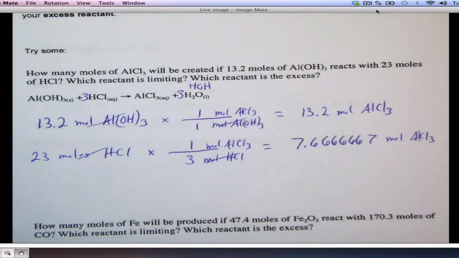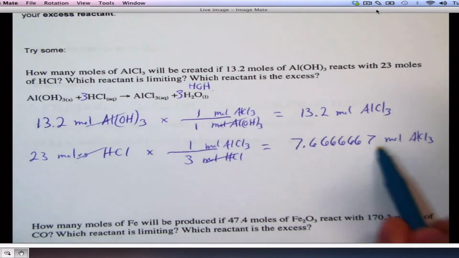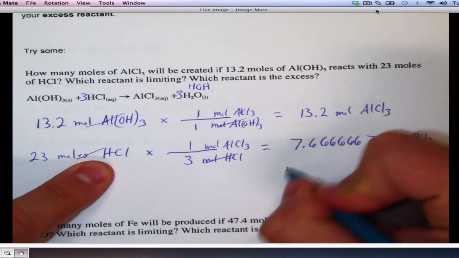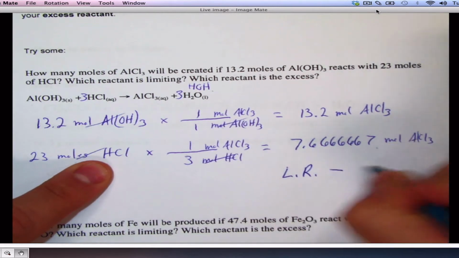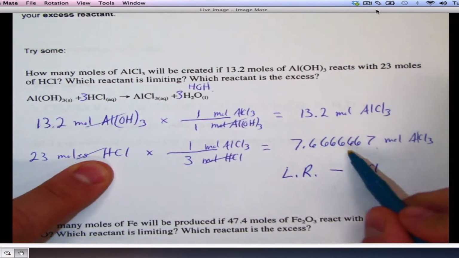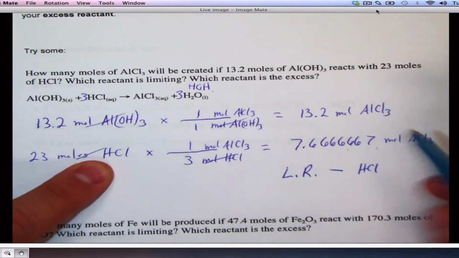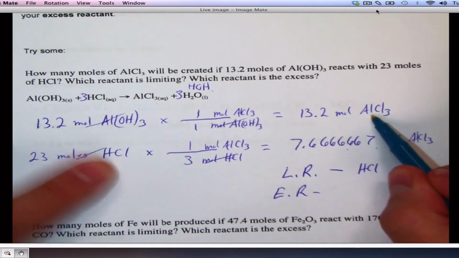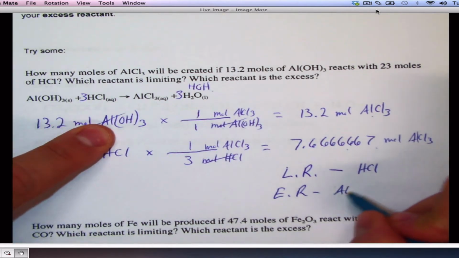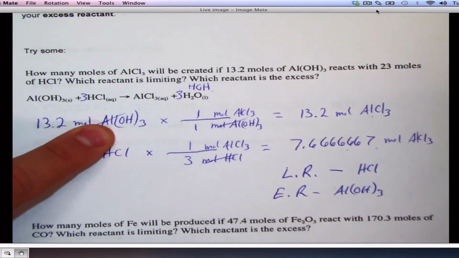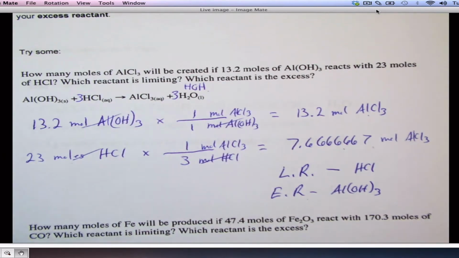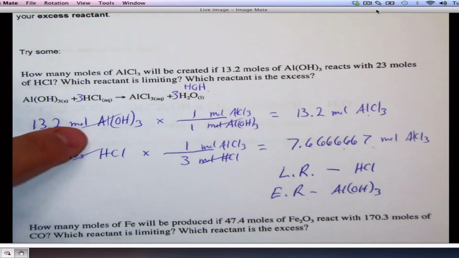All right, now, here's what we do. We look at these answers. Well, which one's the lesser amount? Boom. This one's the lesser amount. What produced it? The HCl. So what's our limiting reactant? Limiting reactant is the HCl because it limited how much you produced. Okay, it produced a lesser amount. What's our excess reactant? In other words, which one produced the most? Well, here's our most. Which produced it? Al(OH)3. There you go. So that's how we figure out limiting. That's how we figure out excess. The one that produced the lesser amount is the limiting. The one that produced the greater amount is the excess.